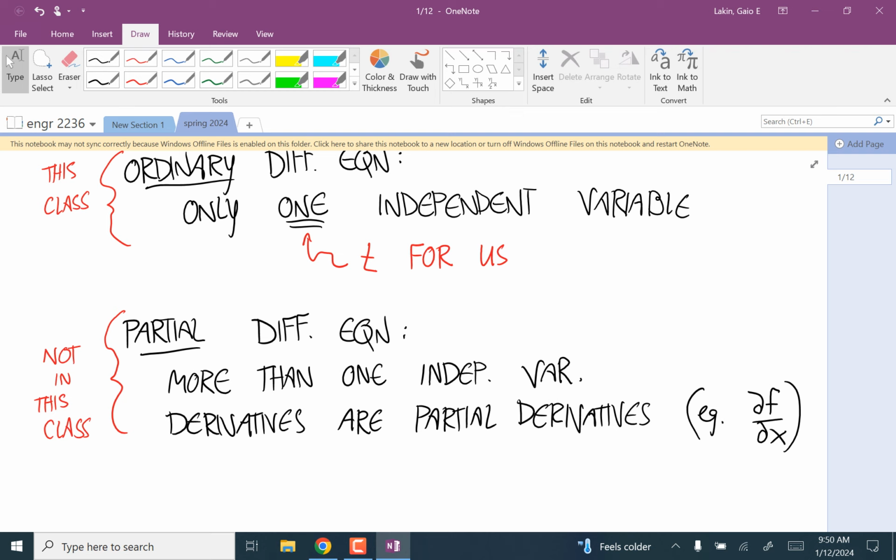Partial differential equations will come up in heat transfer classes when you take them. If you keep going with mechanics of materials after this class, if you go on with more classes after deform, you'll start having partial differential equations, but not here.